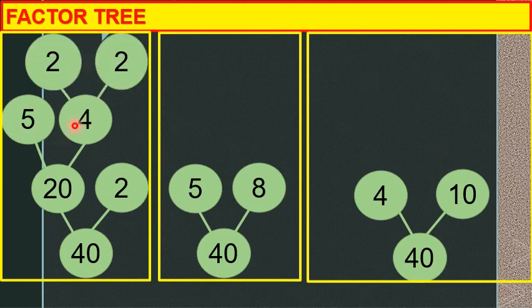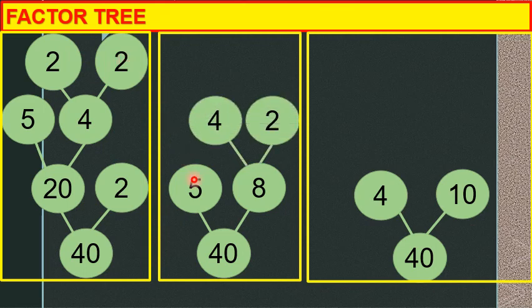Consider this 4. 2 2s give 4. So 4 is divided into 2 and 2. But both these 2's are leaves as they cannot be divided further. So we got one factor tree.